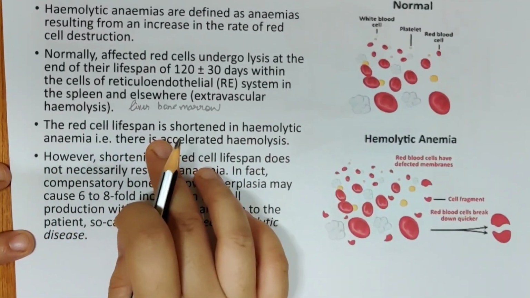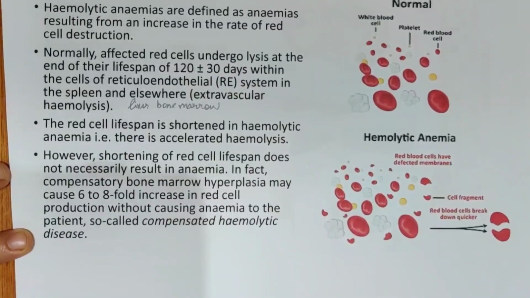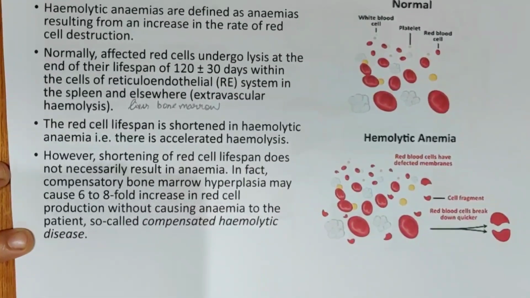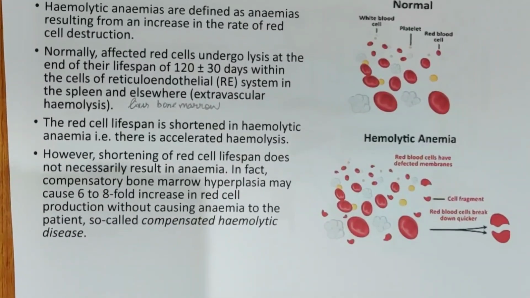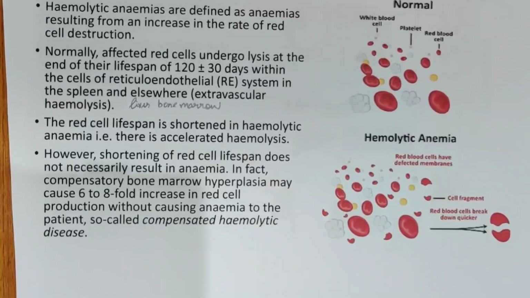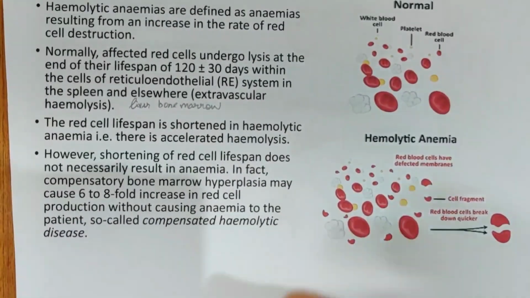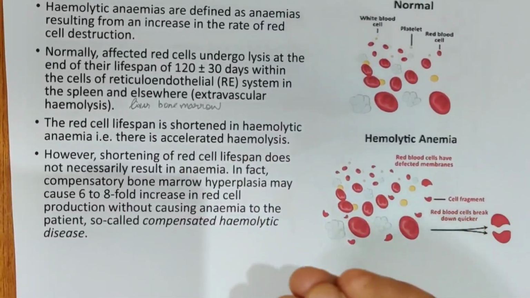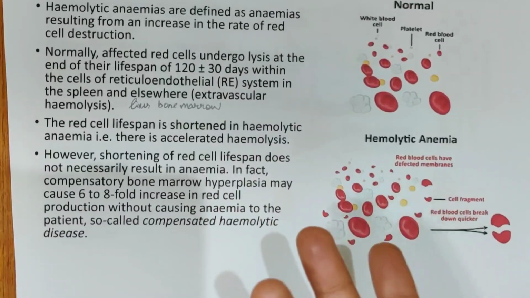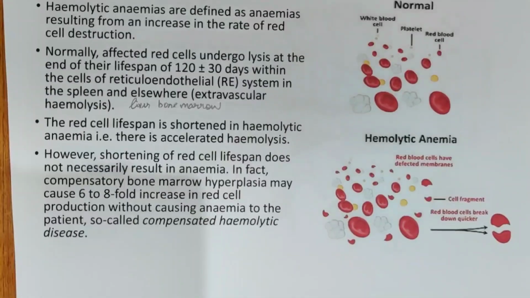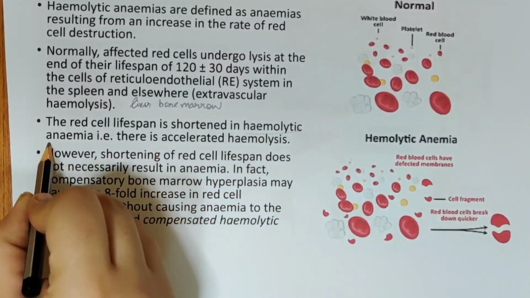Now, the red cell lifespan is shortened by hemolytic anemia. That is, there is increased hemolysis. So in increased hemolysis, what happens? When you increase hemolysis, a lot of red cells are getting destroyed. Because of these destroyed red cells, what is happening? This will cause the bone marrow to make even more erythrocytes. All these erythrocytes will be immature. Since they are immature, the red cells will have a shorter lifespan. So they keep getting destroyed. So this will form into hemolytic anemia.